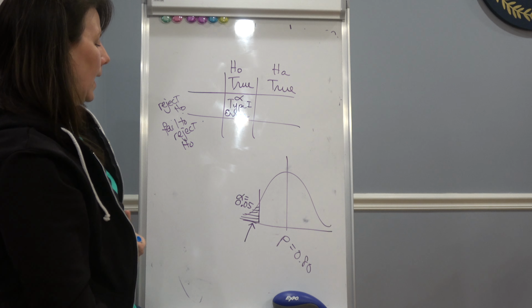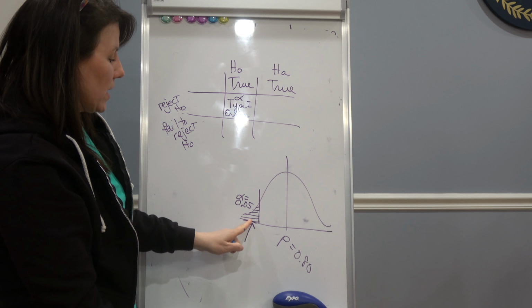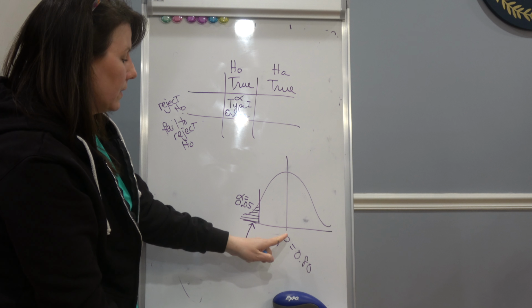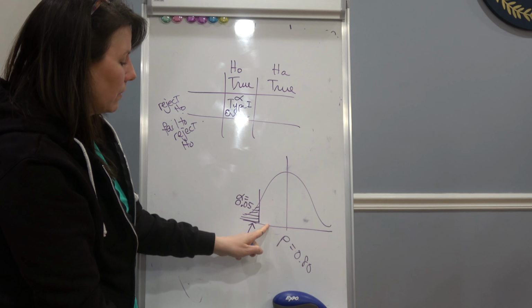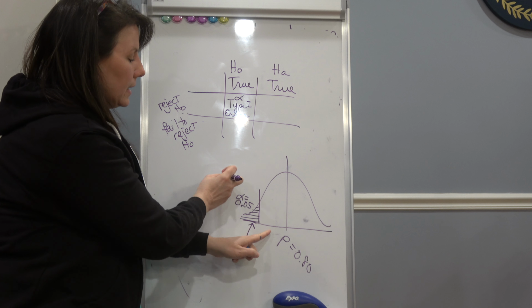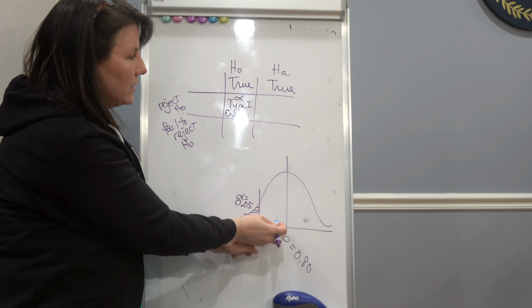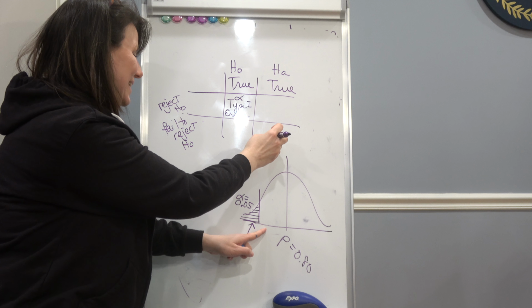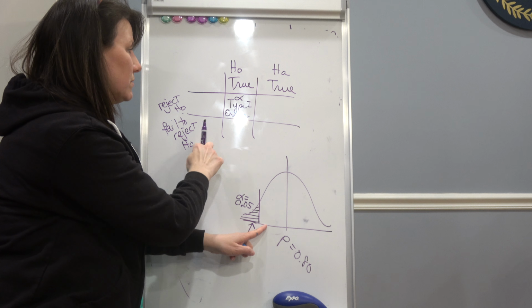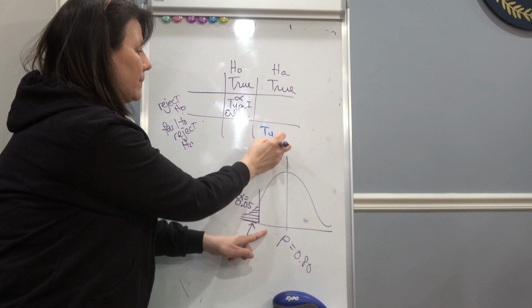Now, you can make that error. You could reject it when it's true. Or, what if you landed over here so that the probability is greater than 0.05, but really the alternative was true? If you failed to reject it when the alternative is true, you've made a type 2 error.